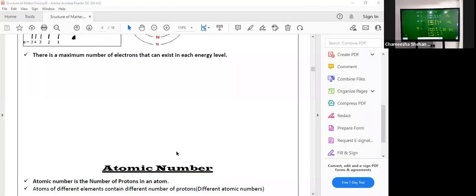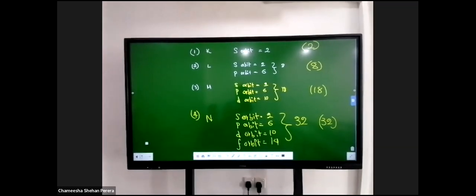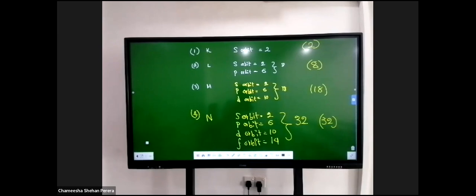Under this heading K, L, M, N. Yeah, I'm sorry. K, L, M, N. This is N. Sorry. K, L, M, N. Yeah, quickly go over it. This is the last part of today's discussion.